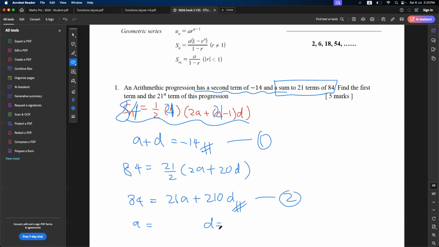Then my first equation is 1, 1, and negative 14, everything equals that number. The next equation is 21, 210, and 84. And I will get X, which is my A, equals negative 16, and D, which is my Y, equals 2. I get the answer from there. Everyone, try typing and see if you can get there. Looking at me doing it is different from trying yourself.